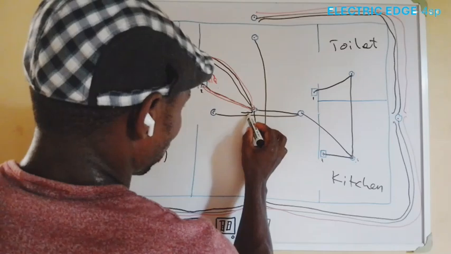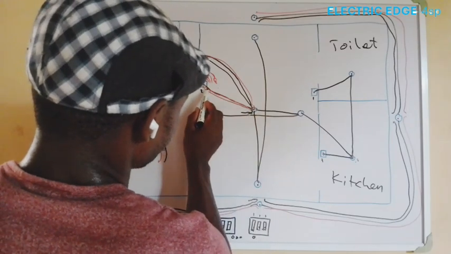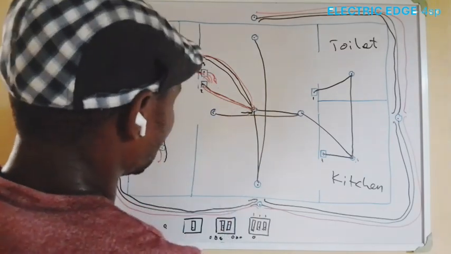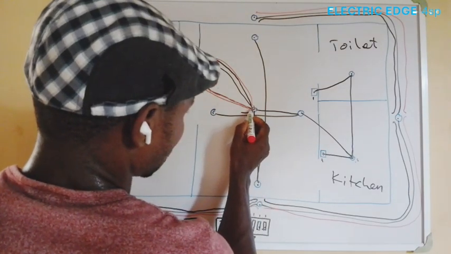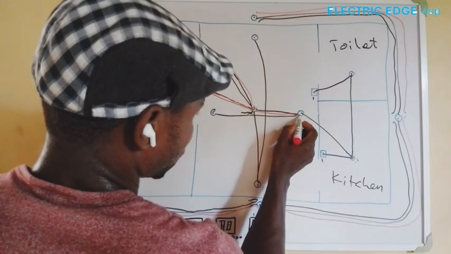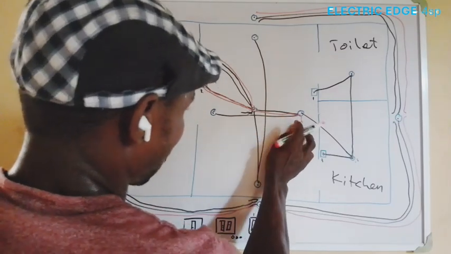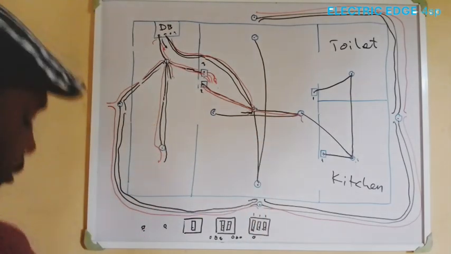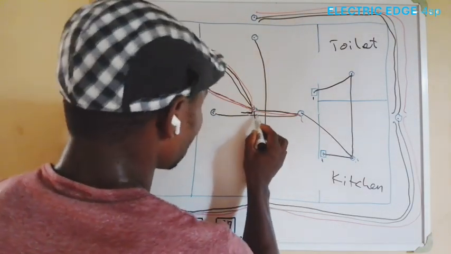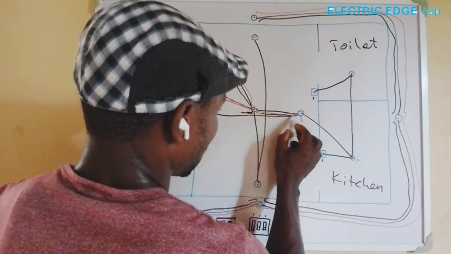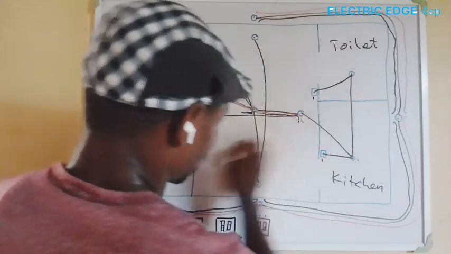Now, another black will join. While this branch red is coming, another black will join it, and it will continue to this point for termination. This is our red for termination. Another black is going to join this red for termination purpose. It will stop there.